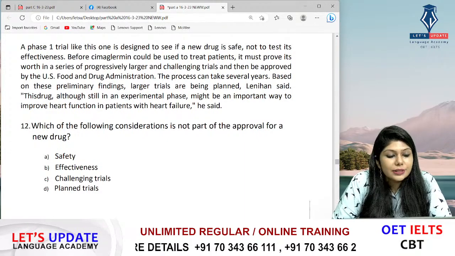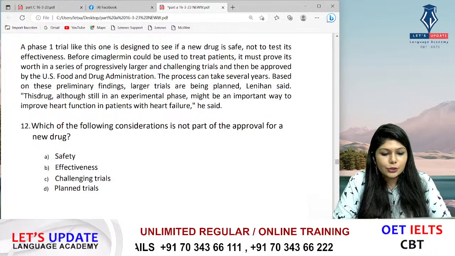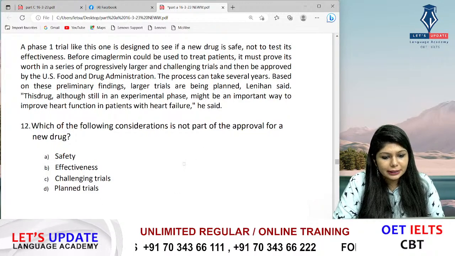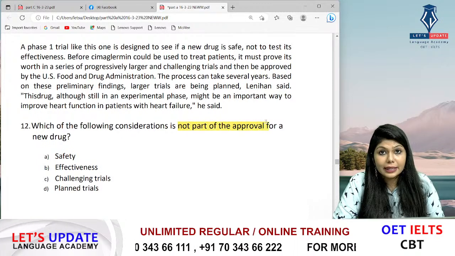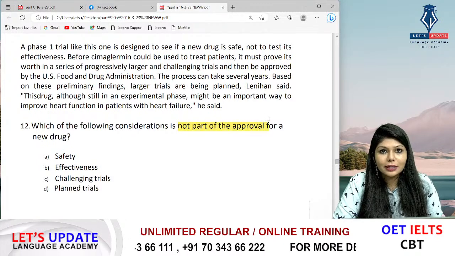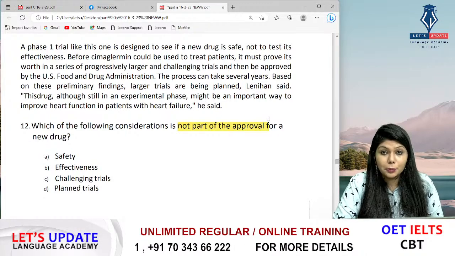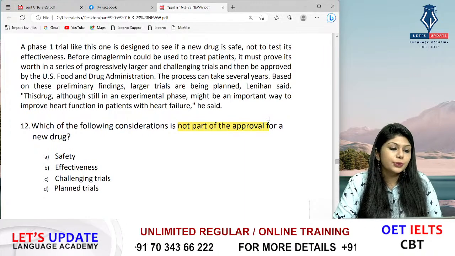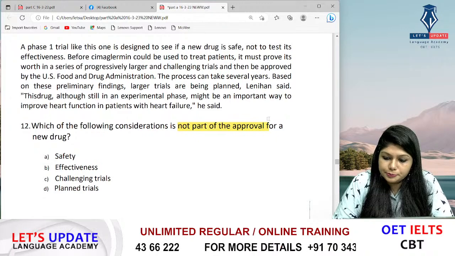Okay, so the question is, which of the following considerations is not part of the approval for a new drug? They are asking about something that is not part of the approval. I'm just highlighting that, so please don't come up with an answer of something that is part of the approval process. I'll give you a minute to read it and then we'll solve it.